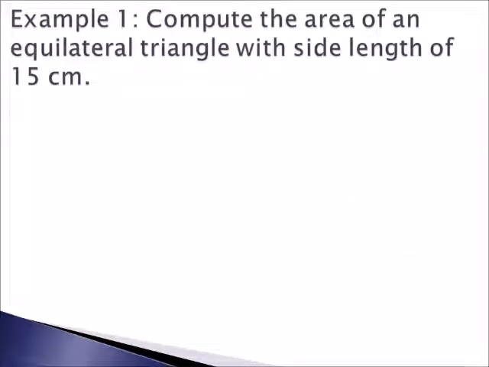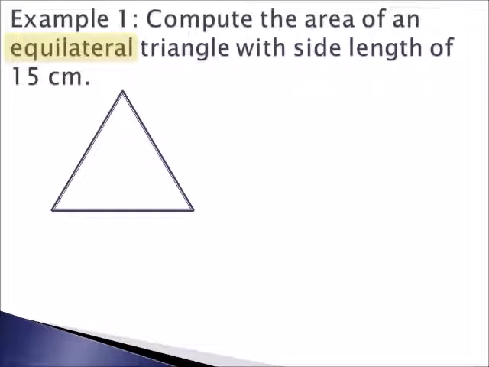Let's look at example 1. Compute the area of an equilateral triangle with side length of 15 centimeters. The key thing here is equilateral triangle. An equilateral triangle is a triangle that has all three sides equal, which means in this case, if one side length is 15 centimeters, every side length of the triangle is 15 centimeters.